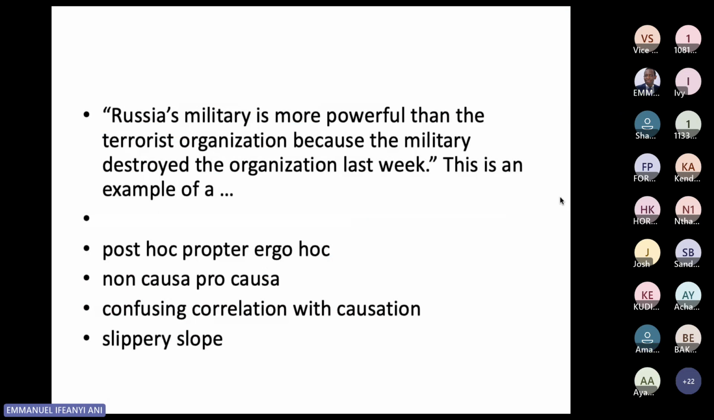Okay, so this is a non-causal pro-causal because it is the other way around. Russia's military is not more powerful because it destroyed the terrorist organization. Rather, Russia destroyed the terrorist organization because Russia's military is more powerful. So it is the other way around. It's a non-causal pro-causal.